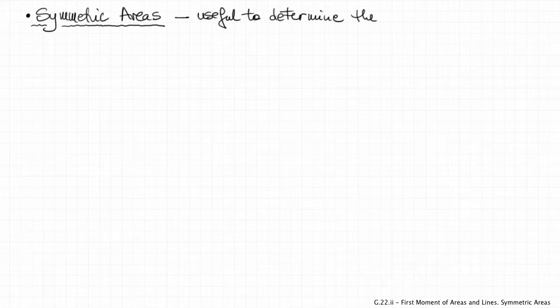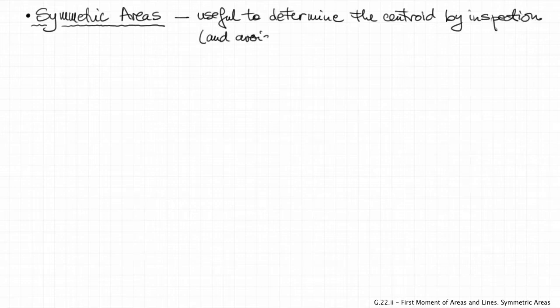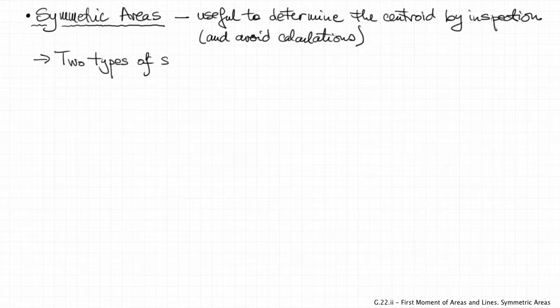Now, having said that about the first moment of the area, let's talk a little about symmetric areas. And we will see that there are two types of symmetry for areas and lines as well. And these are useful to determine the location of the centroid by inspection only. So in other words, if you can determine that a figure is symmetric, then you don't have to perform any calculations to determine the location of its centroid. Very easy, by inspection. There are two types of symmetry that we need to identify.